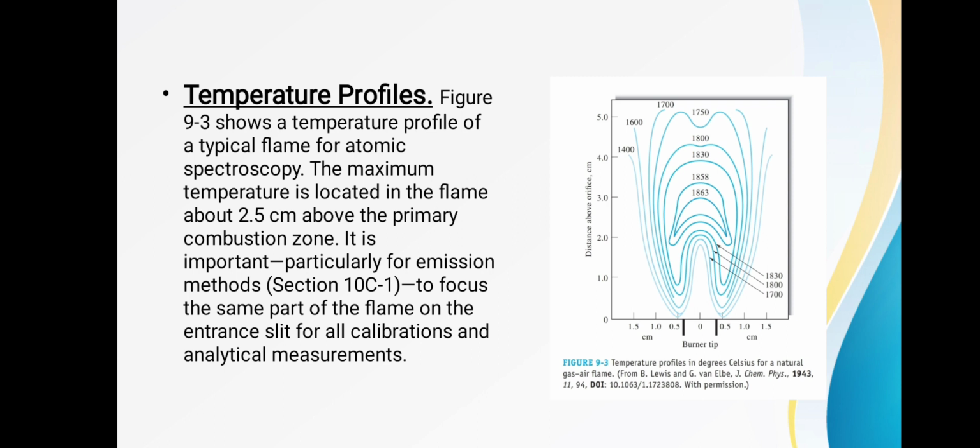Temperature profiles. The figure shows a temperature profile of a typical flame for atomic spectroscopy. The maximum temperature is located in the flame about 2.5 cm above the primary combustion zone. It is important, particularly for emission methods, to focus the same part of the flame on the entrance slit for all calibrations and analytical measurements.